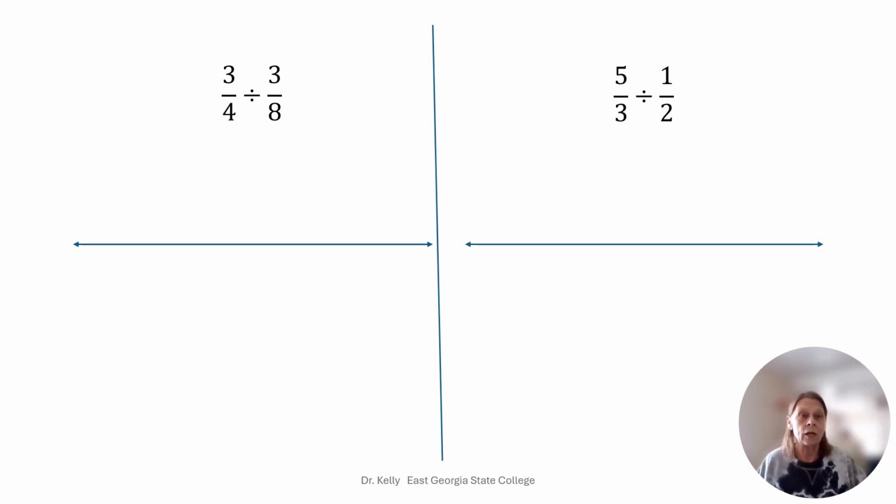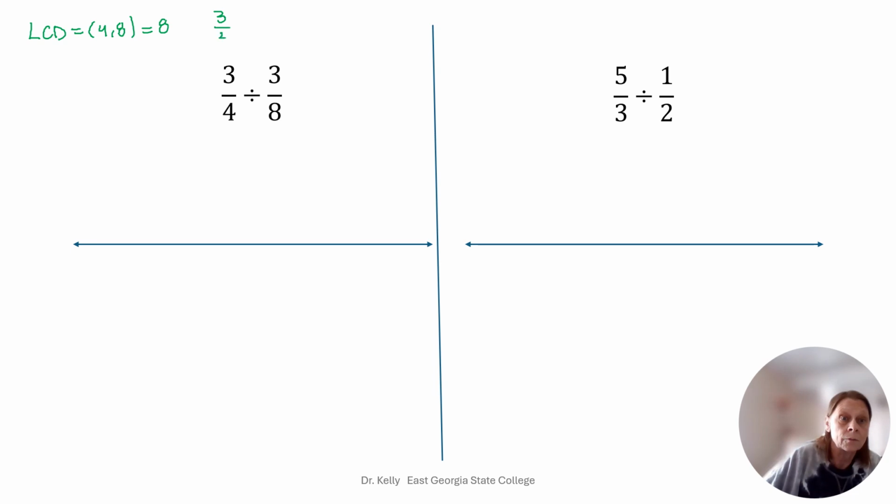Okay, so let's look at our 3/4 divided by 3/8. So the first thing we want to do is we want to consider what our LCD is, and our LCD between 4 and 8, as we just saw a moment ago, is actually 8. And the other thing we need to do is we need to rewrite our 3/4 as an eighth, and we just saw on the last example that it is 6/8.